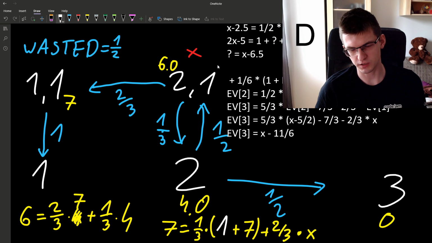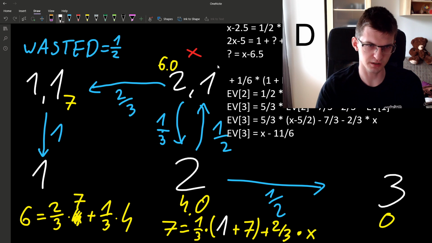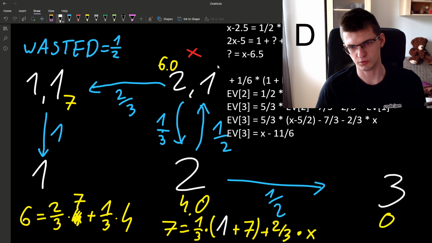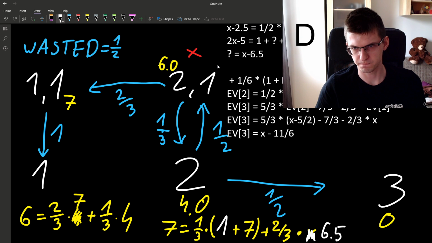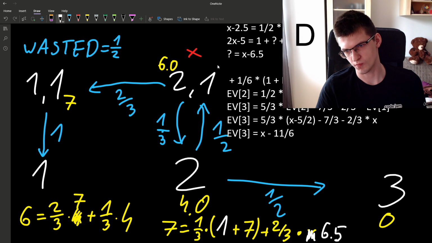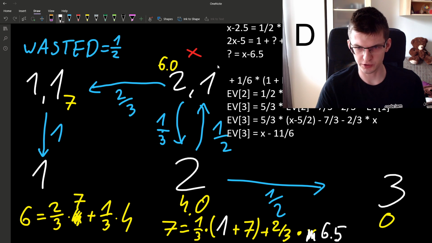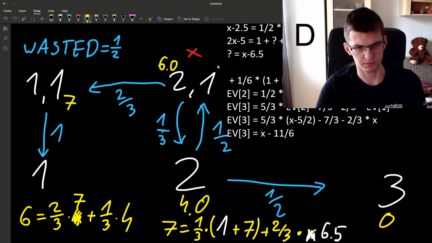Taking away that not assigned cookie and so assigning it for a second to somebody and taking it away. And then what we will have? 7 is 1/3 times 8 plus 2/3 times x. Then x is 6.5. Well, I think it works. 13 plus 8, 21, over 3 is 6. Okay, so maybe my program is correct.